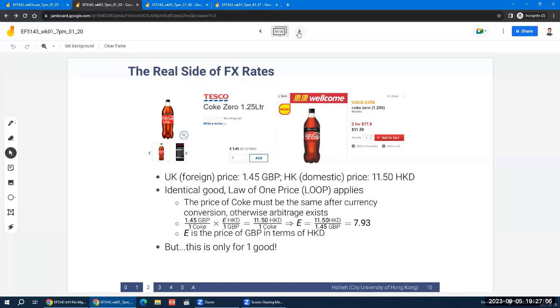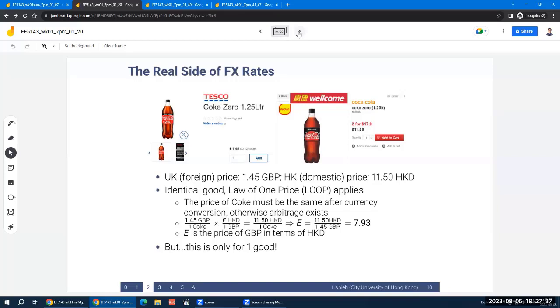So let's go ahead and do that. Let's assume the law of one price holds and there's no arbitrage. You can't make money out of nowhere. We're just going to try to back out the price of a currency, in this case British pounds, in terms of Hong Kong dollars. So here in this picture, I give you an identical good across two countries. In the UK, there's a supermarket chain called Tesco. You can find this chain in Hong Kong if you look hard enough, if you're curious.